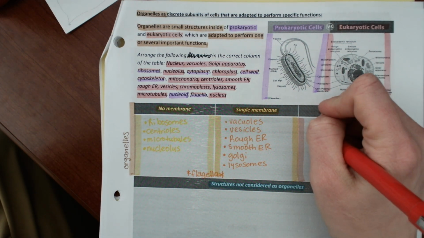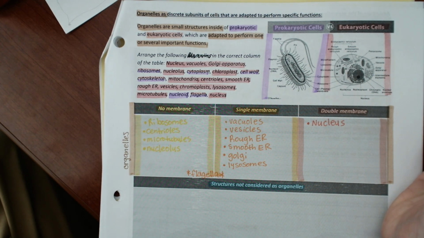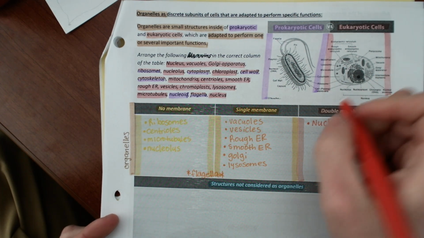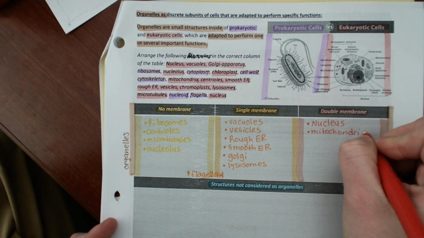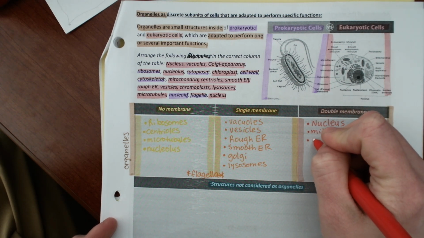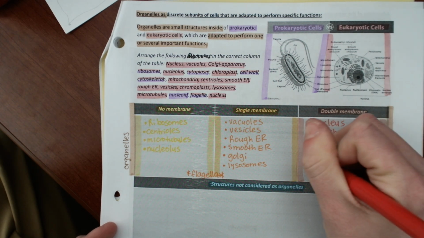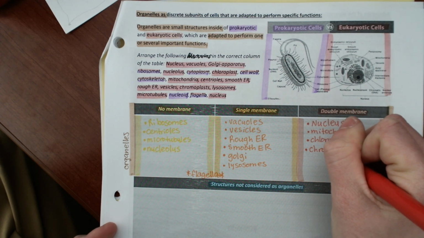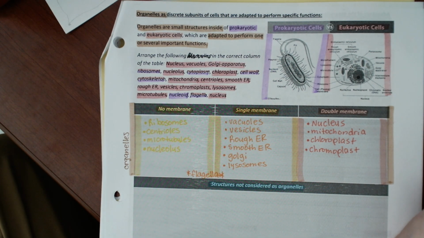And then for double membrane, we have the bad boy himself, the nucleus. Get prepared to talk about this nucleus as double membrane. It's going to come up a lot. Your mitochondria, because of endosymbiosis. Your chloroplast, again, because of endosymbiosis. And your chromoplast, which is just like a pigment-producing cell. It's similar to like an amyloplast, which is like a starch-producing cell. Your chromoplast also has a double membrane because of endosymbiosis.